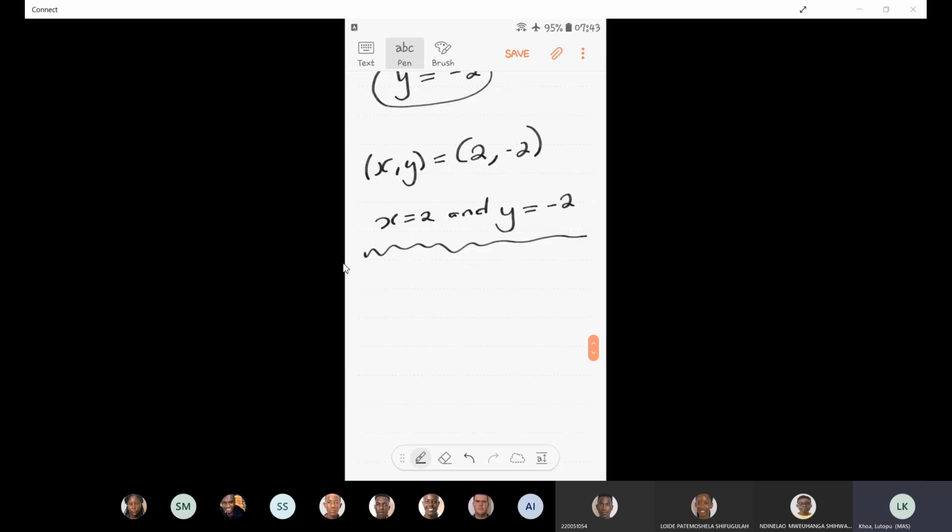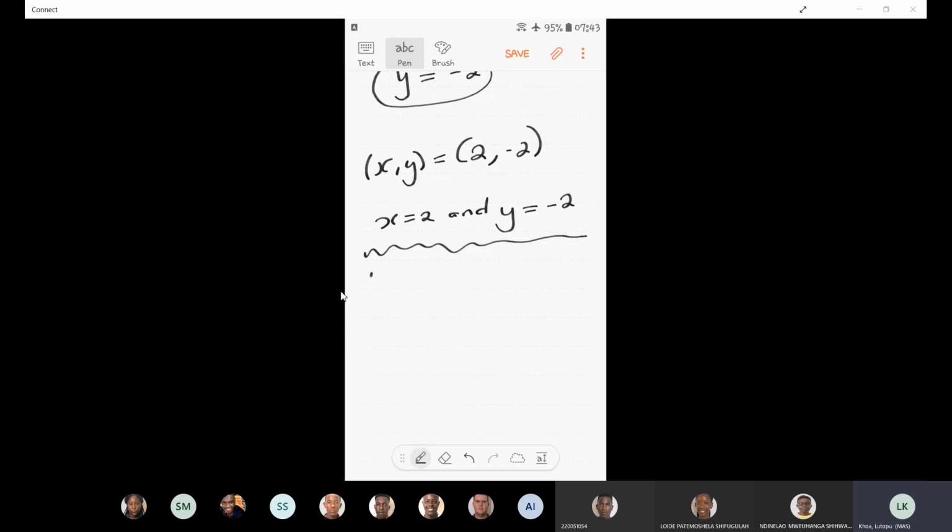All you have to do, you have to choose which variable you want to make the subject of the formula in one of them. Then substitute it into the other equation, and then after that what you do is you solve and then go back and solve for the one that you made the subject of the formula.